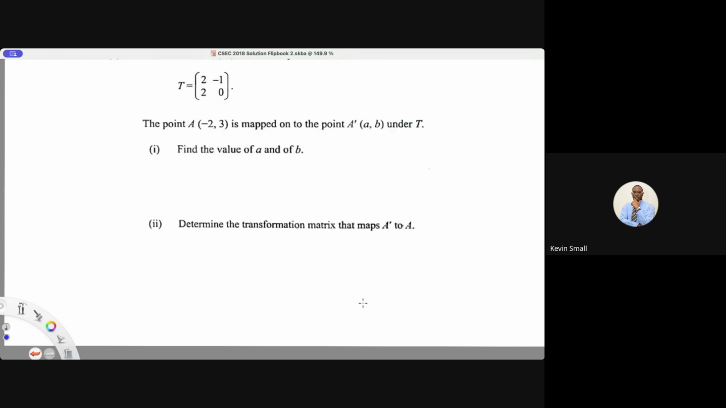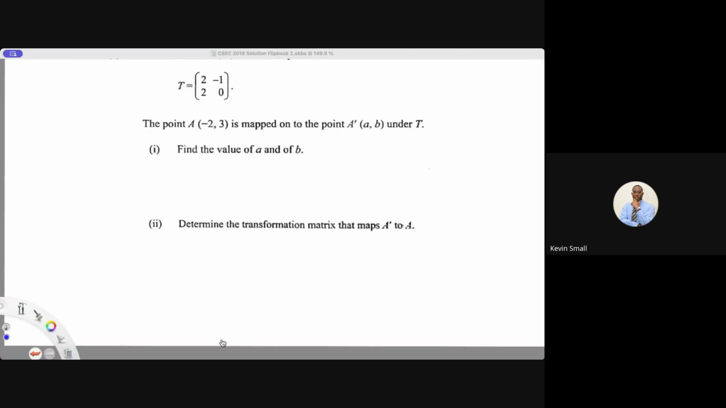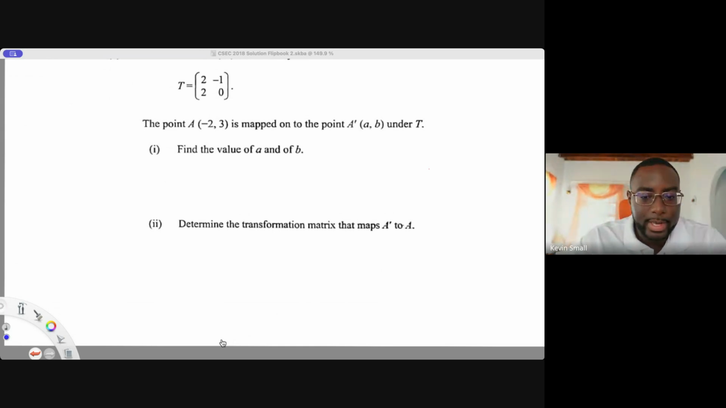All right, we're on to the very last question. Now this is a matrices question, but it is also a transformation question. So most of you have done transformations before. Some of you have done matrices before. But now this topic is combining both of them together, and you have to know some specific details when it comes to solving these questions.